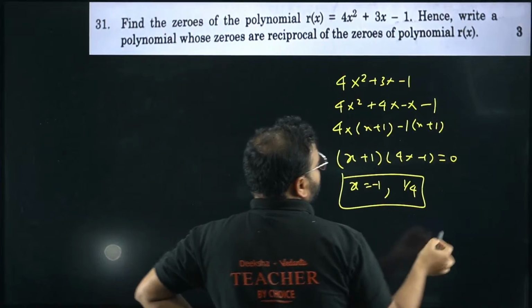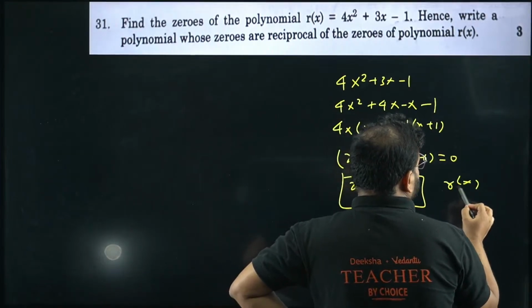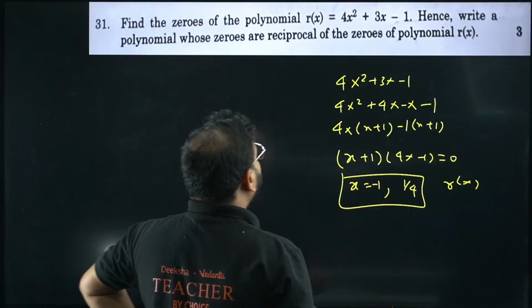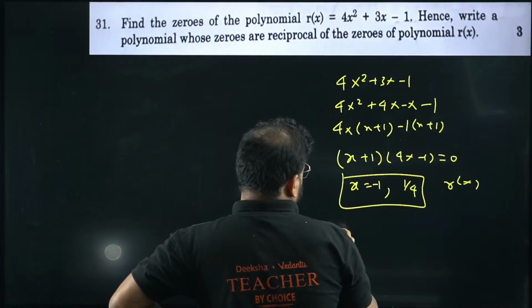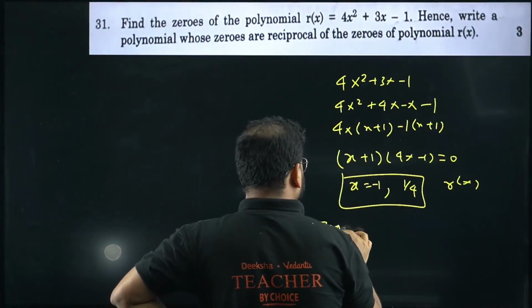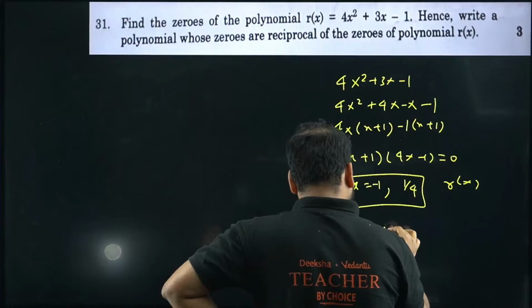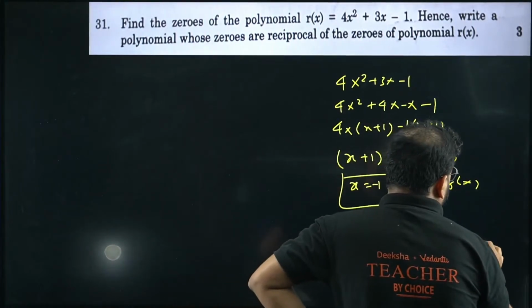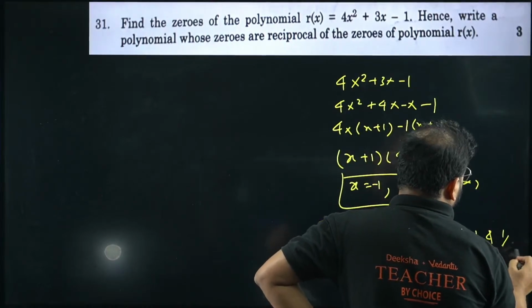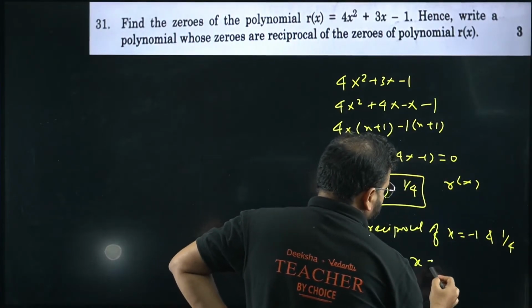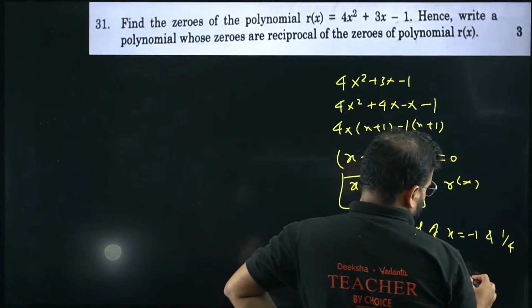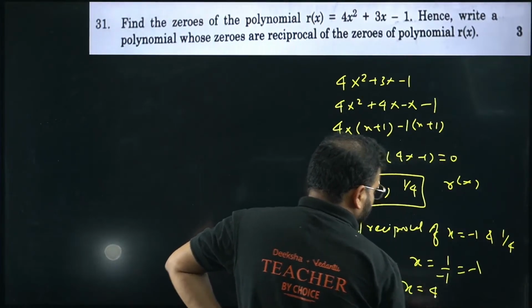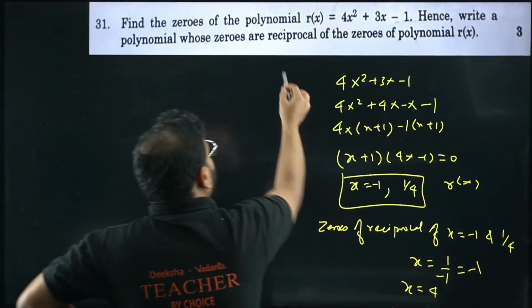Okay, given polynomial Rx. This is Rx, right? Please check Rx. But what are they looking for? Reciprocal of this. So zeros are reciprocal of x equals to minus 1 and 1 by 4. It means x will become x equals to 1 by minus 1, which is nothing but minus 1 only, and the other will become x equals to simply 4. 1 by 1 by 4 is nothing but simply 4. What is the answer? Please check.